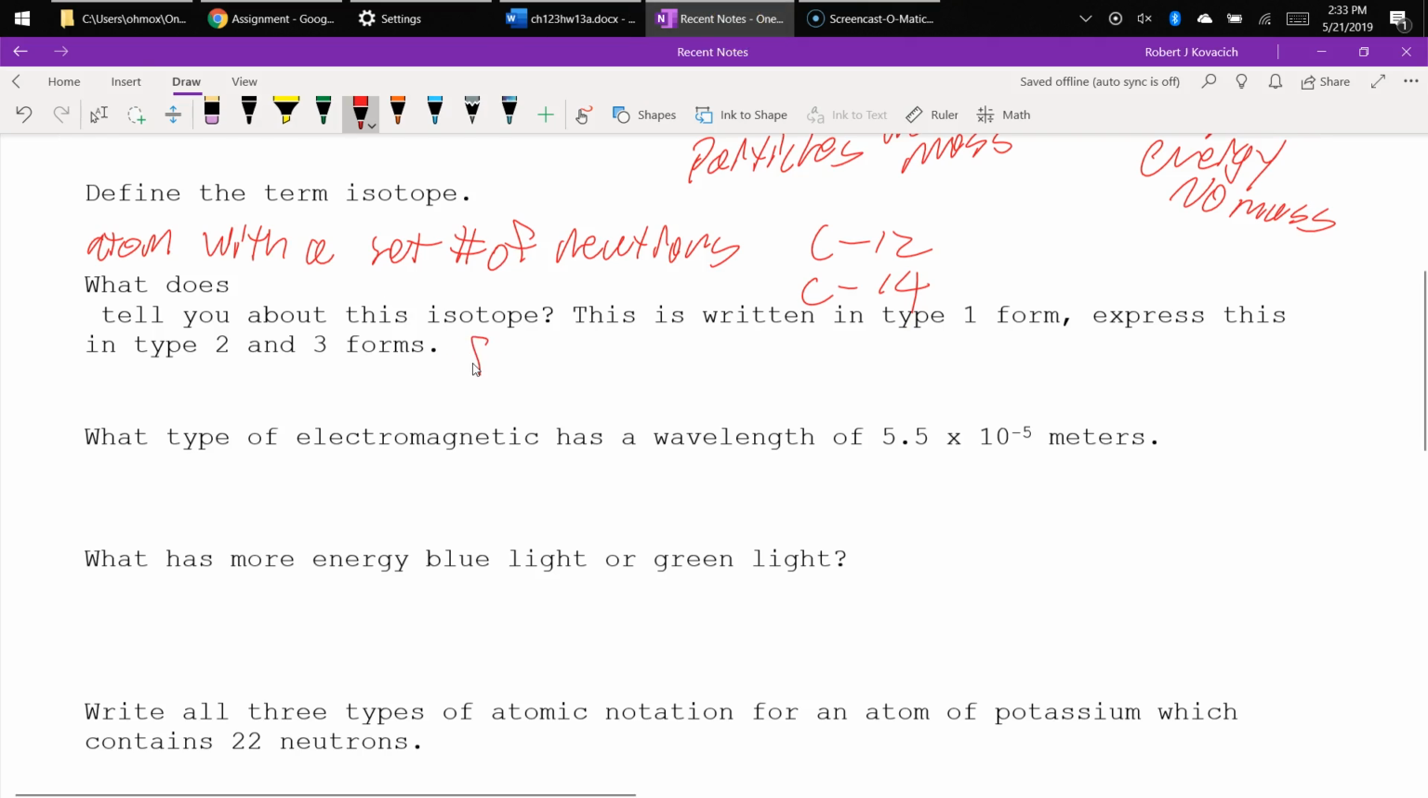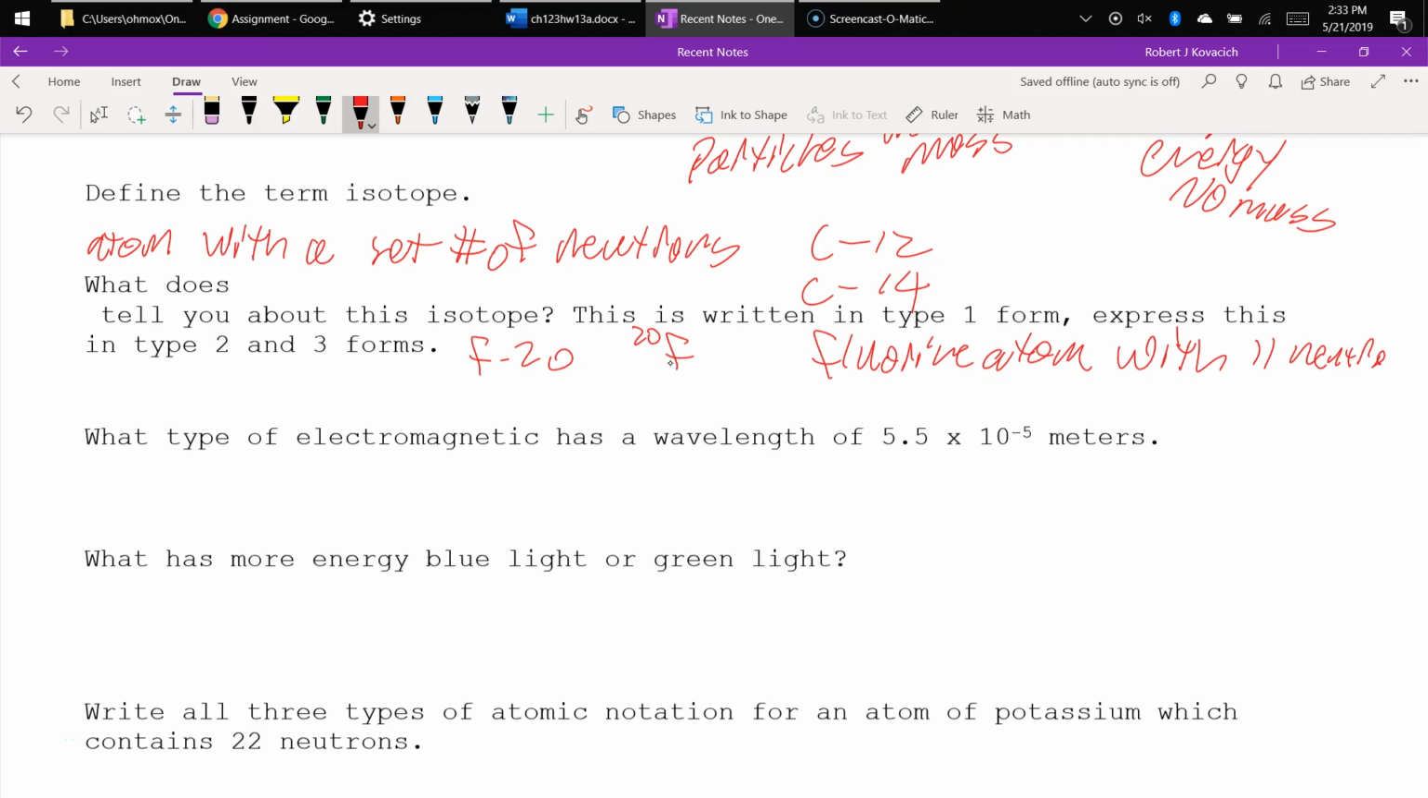Okay, so first off, it's F20 or 20F, and that's telling you that you've got a fluorine atom with what? Anything else? 11 neutrons. And you know it's 11 neutrons because it's fluorine, so it must have 9 protons.